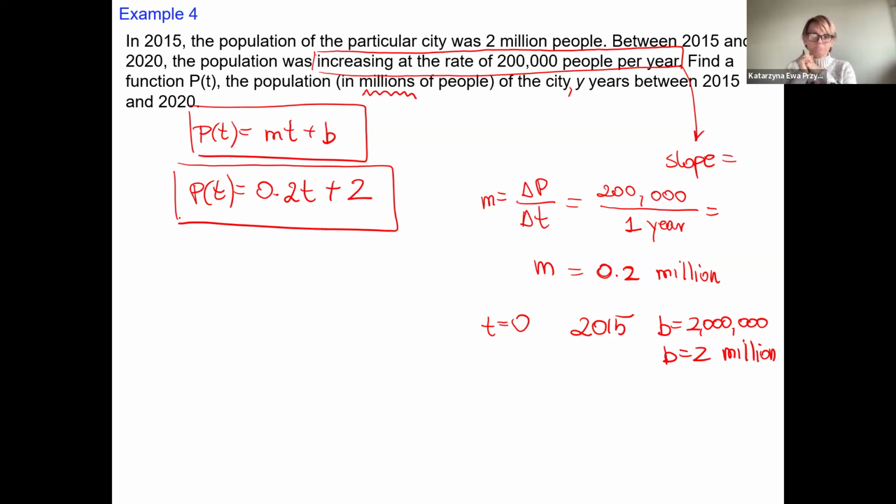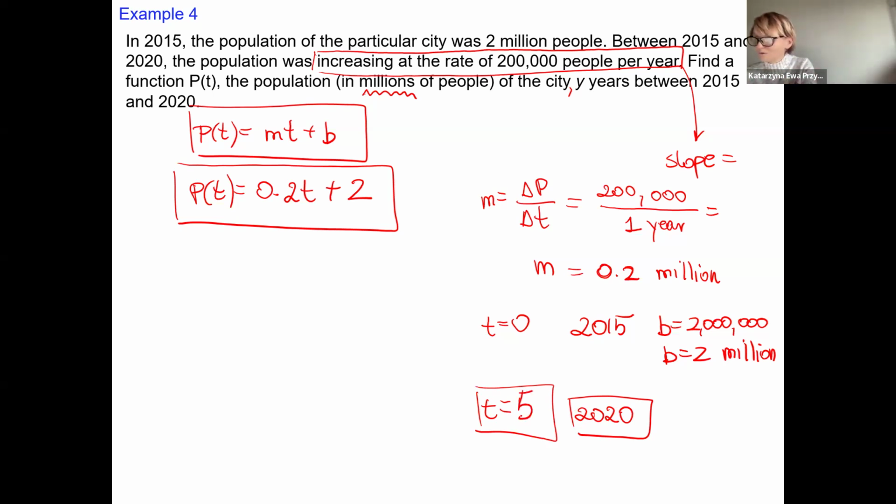Between the years, this is just telling us the time frame. 2015 is 0, and if we have to do something with 2020, what will be the T value? Can you tell me? Can you help me? We don't have to do anything. It will correspond to 5.